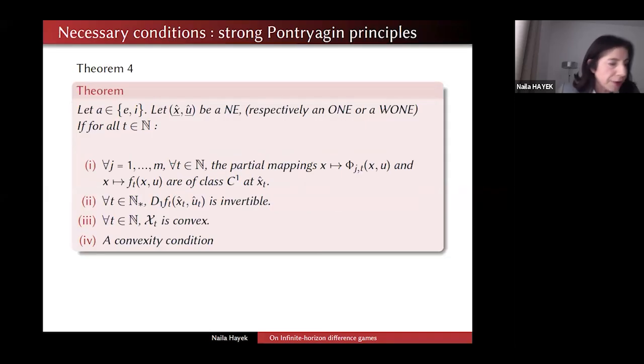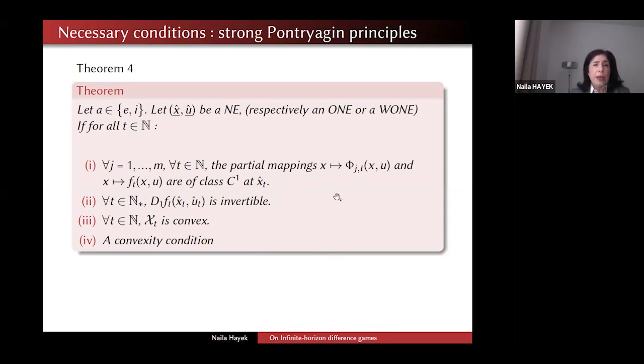So far I have only discussed weak Pontryagin principles. So we also have necessary conditions for giving strong Pontryagin principles. Now the conditions will look a little different from what we had before, in the following sense, starting with a Nash equilibrium or an overtaking Nash equilibrium or a weak overtaking Nash equilibrium.